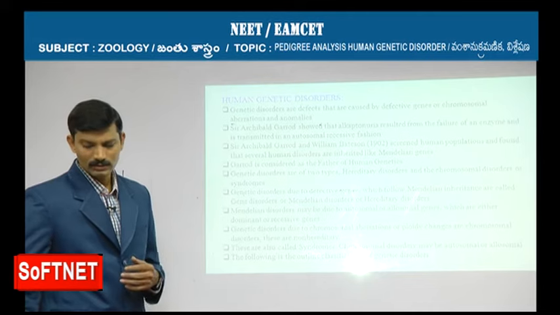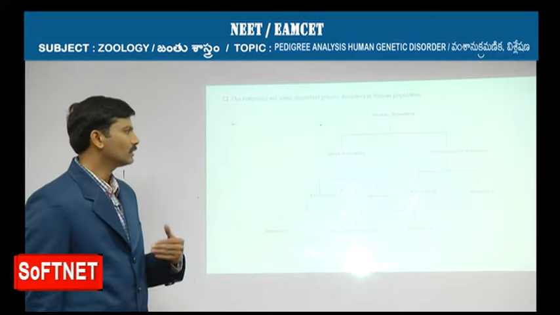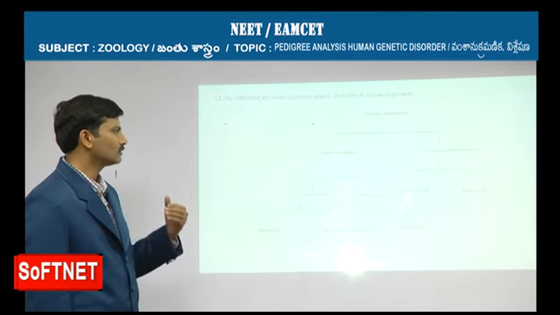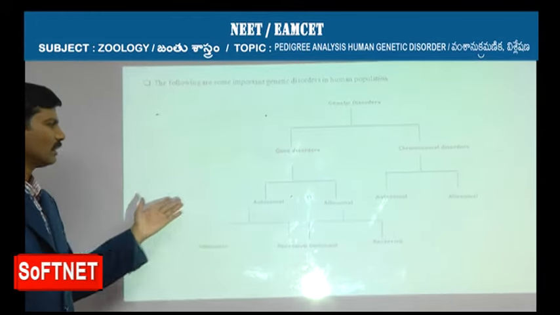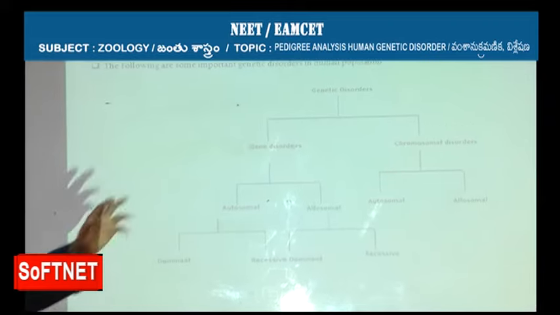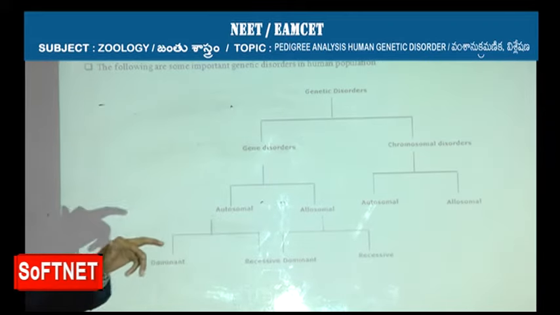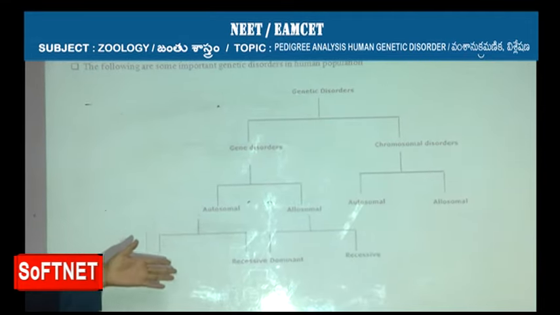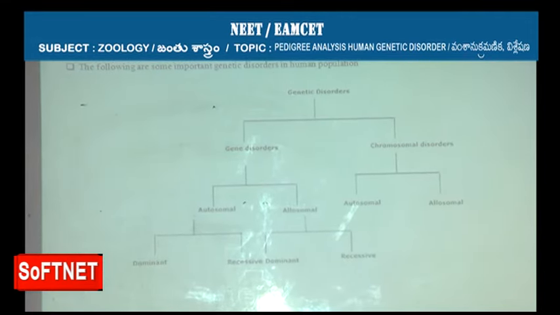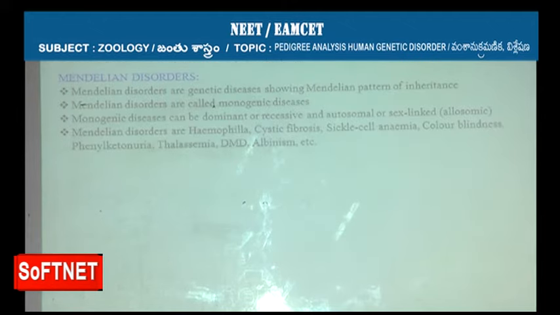So if you look at the chart, for example, genetic disorders are classified into gene disorders and chromosomal disorders. Gene disorders can be either autosomal or allosomal. Chromosomal disorders are again autosomal or allosomal. And under the autosomal, they can be dominant or recessive. Under the allosomes also, they can be dominant or recessive.